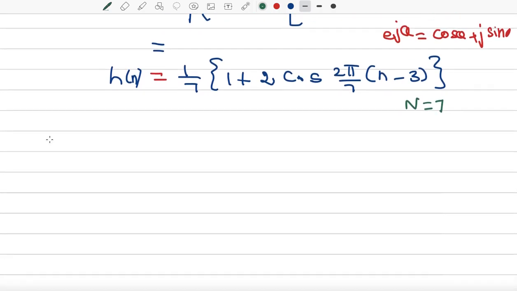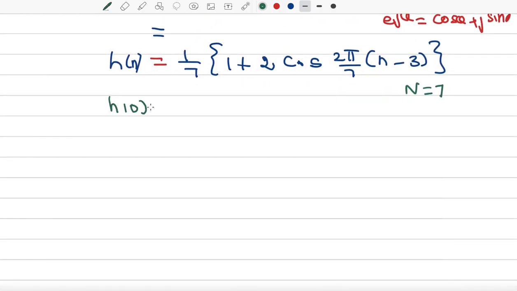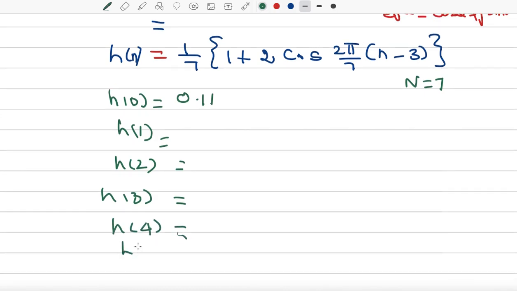So what we need to do? We need to find h of 0, h of 1, h of 2. How will you find h of 0? By substituting n equal to 0 here. Simplify this one using your calculator, you will get 0.11. Similarly we need to find h of 1, h of 2, h of 3, h of 4, h of 5 and h of 6.